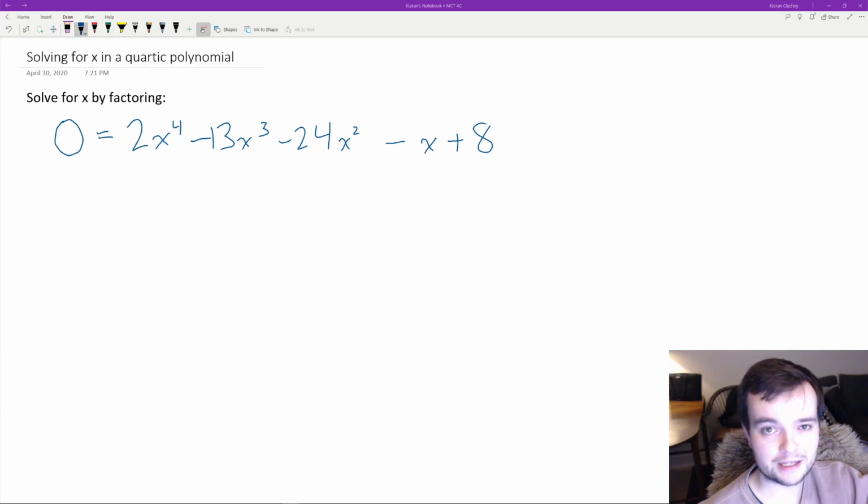Please keep in mind that this is a quartic, so as we keep getting factors, it will decrease in size and it will get easier and easier for us. So let's go through the first step here.